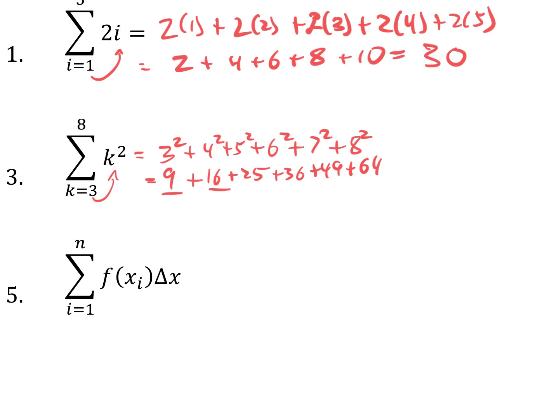Well, 9 and 16 is 25, and 25 is 50. Not so bad so far. 50 and 36, that's 86. 86 plus 50, that would give us 136. Minus 1 is 135. And 199, I believe that is.